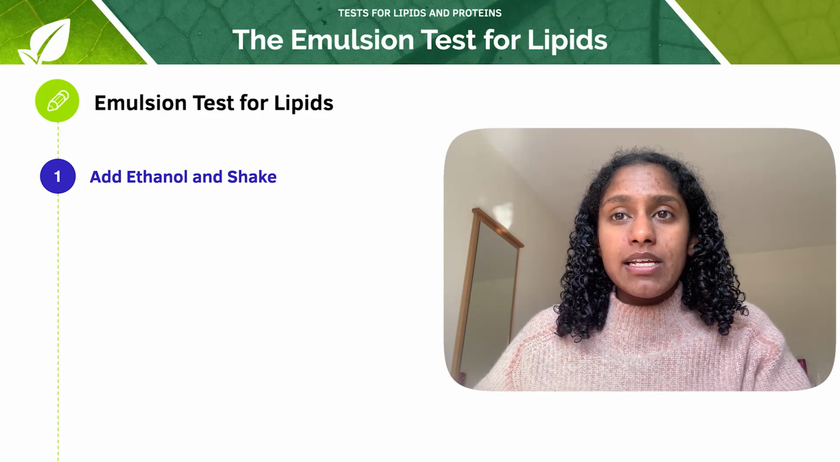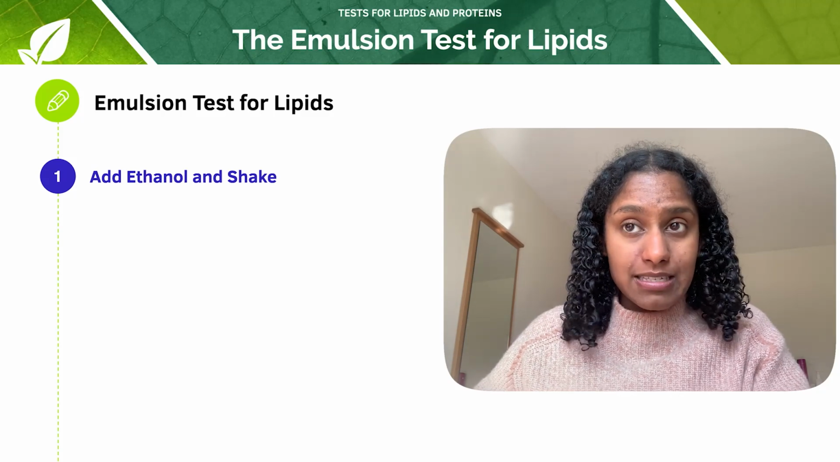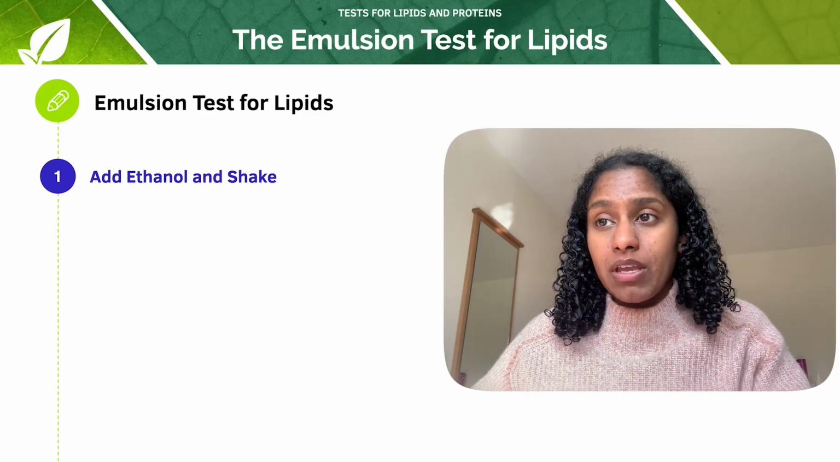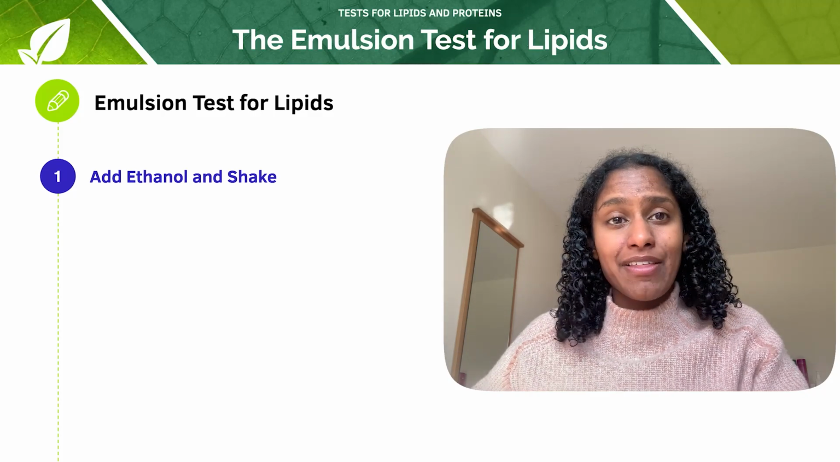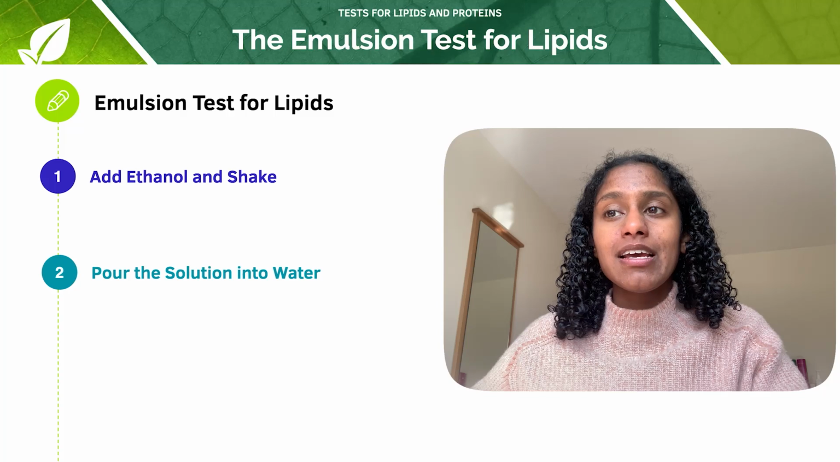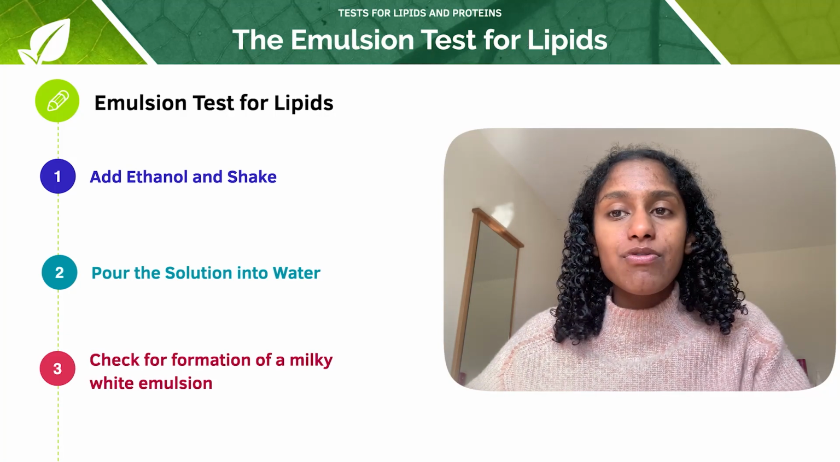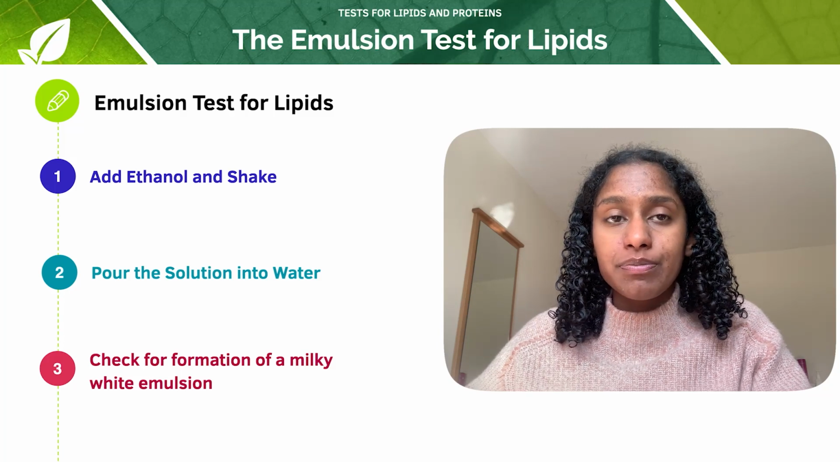So what we do is we add ethanol to our sample of whatever we want to test and shake. We vigorously shake this mixture together for about a minute. And then we pour the solution into a test tube containing water. And we check for formation of a milky white emulsion.